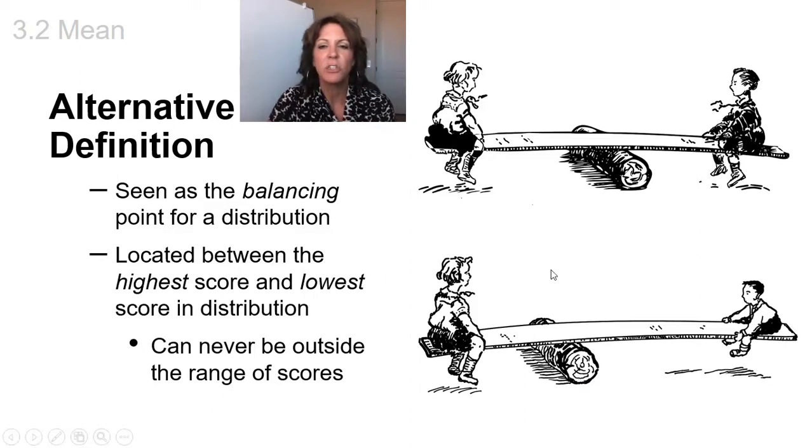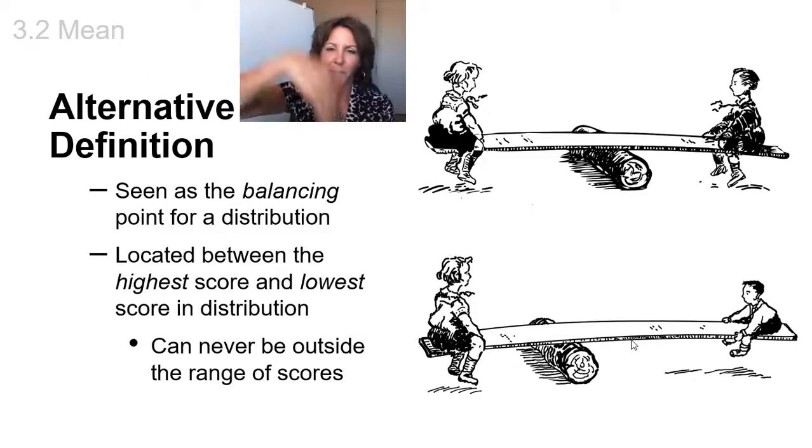Think of this as a skewed distribution. We have more scores, so to speak, on this side and less on this side. So as such, the mean is being pulled over in order to still be the balancing point. If the mean was still in the middle, what would happen? Well, the smaller child would go up and the larger child would go down. It would no longer be the balancing point. So the mean is the balancing point. And as such, it can never be outside of the highest score and the lowest score, right?